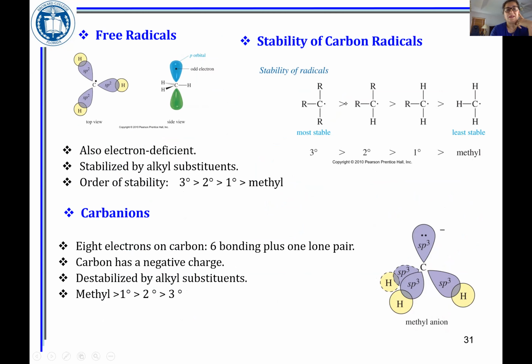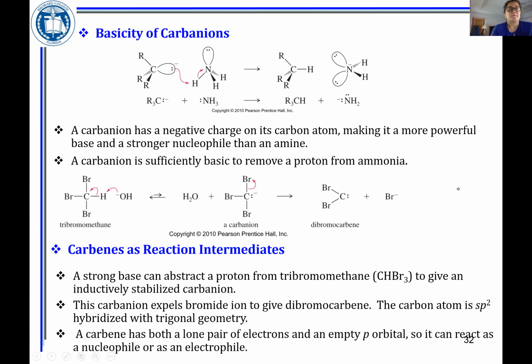So we talked about the free radical, we talked about the carbocation, and then carbanion as well. Carbanions are destabilized by alkyl groups. If it's too hindered, it doesn't like it at all. When you have an electron withdrawing group, it is going to make the molecule more acidic. So this hydrogen is going to be more acidic because you have that many bromines attached to it.